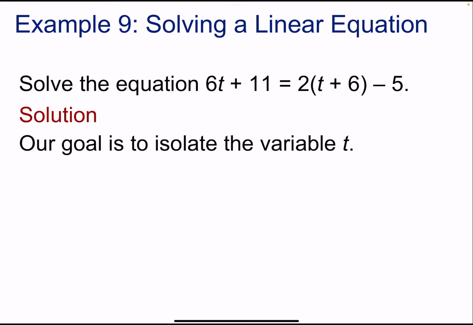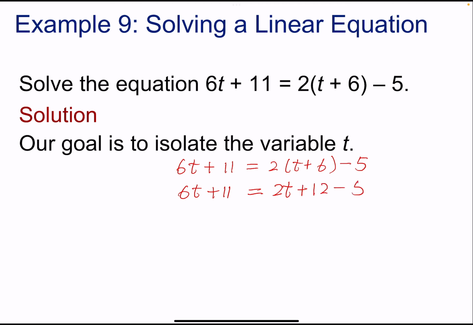Okay. So let's quickly look at this example. 60 plus 11 equals 2 times (t plus 6) minus 5. Okay, so let me copy the equation here. When you see this, typically the very first step is to remove the parentheses. To do that, you need to apply the distributive law: 2 times t is 2t, and 2 times 6 is 12, minus 5, right?